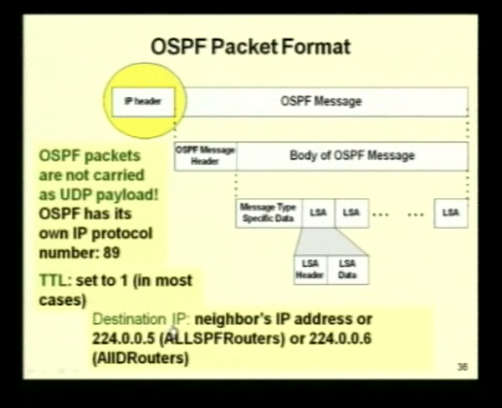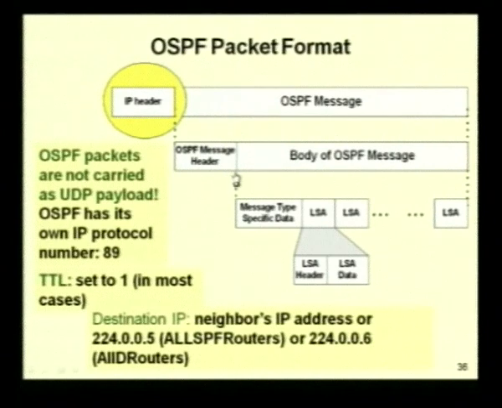The destination IP would be the neighbor's IP address, or it would be 224.0.0.5 or 224.0.0.6. That is all OSPF routers or all the DR routers. So, these are multicast addresses which are used to indicate that you are sending it to these different routers. Okay. Now, coming to the OSPF message as such, you have the message header followed by the body of the OSPF message.